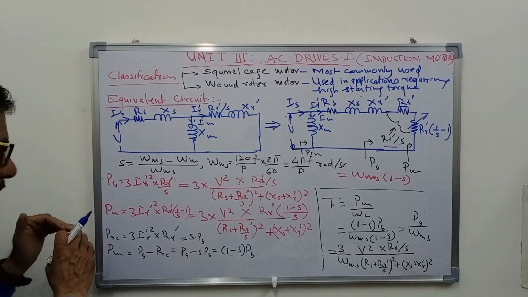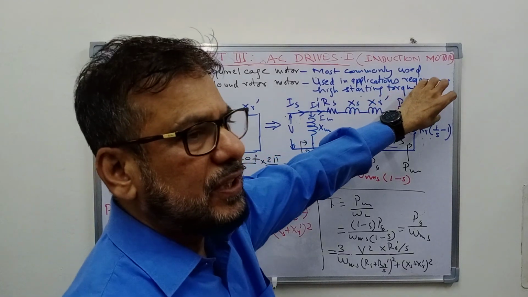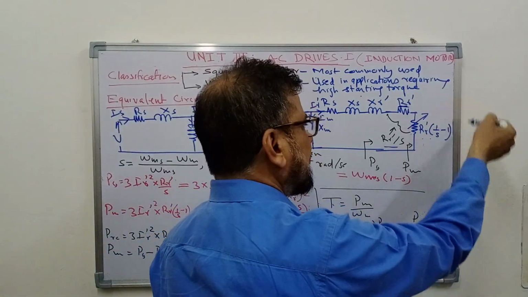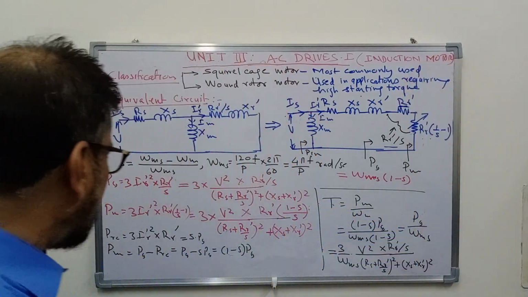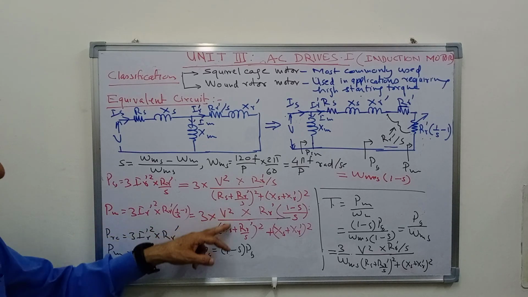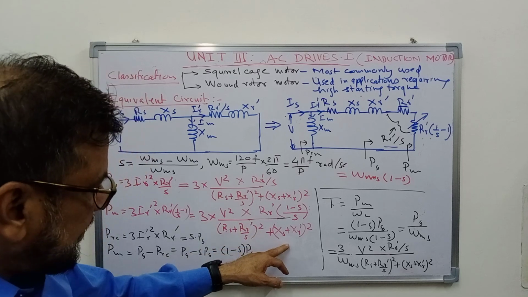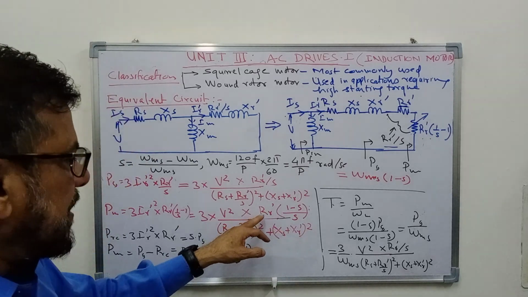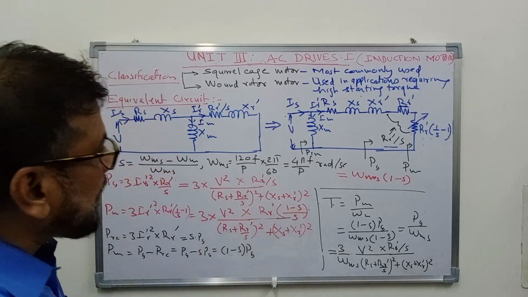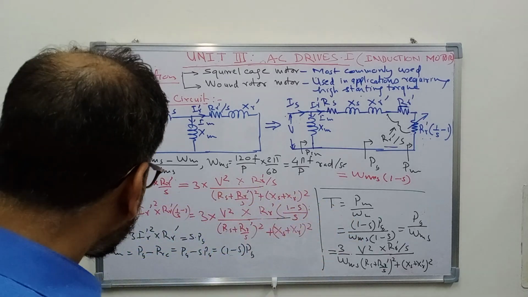And if you want to know the mechanical power developed by the motor, you have to subtract from this power the power loss in the rotor circuit resistance, or you can find out the power across the resistance RR dash 1 upon S minus 1. So this is what you have done here. So this comes out to be 3 into V square upon RS plus RR dash upon S square plus XS plus XR dash square, multiplied by RR dash 1 minus S upon S. So that is the mechanical power developed by the motor.